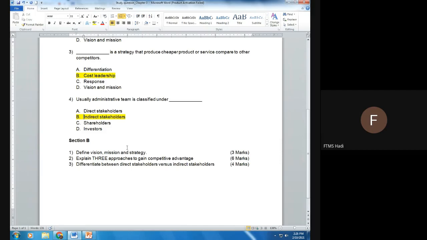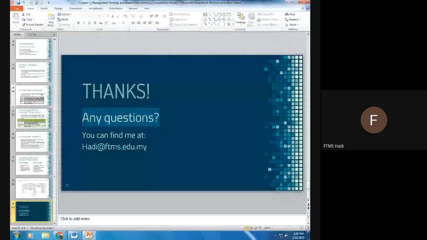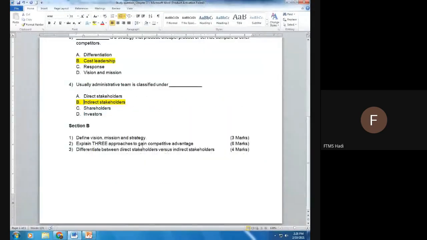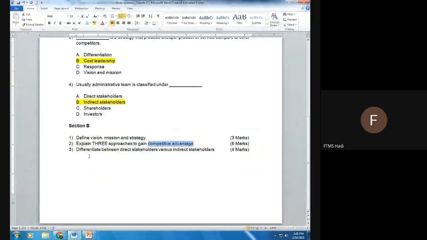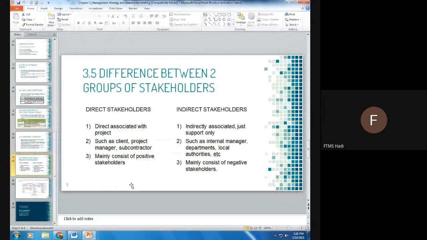Okay, so these are the example of question section B. Yeah, you can have a look at those answer. Define vision, mission, and strategy. This one you can have a look at slide number 4. The second one, explain 3 approaches to gain competitive advantage. Okay, they're talking about competitive advantage at the slide number 5. And the last one, differentiate between direct stakeholder versus indirect stakeholder. This one you can get from slide number 7.